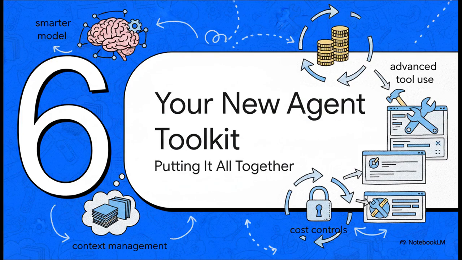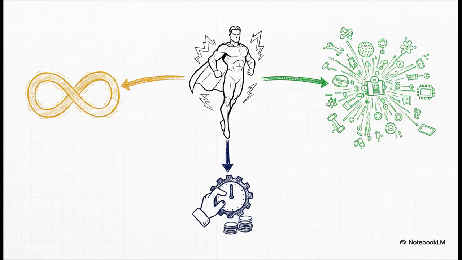So look, when you start putting all these pieces together, the smarter model, the new ways to manage context and cost, and these advanced tool features, it stops being just a list of features. It becomes a whole new powerful toolkit for building the next generation of AI agents. What this really does is give you, the developer, a whole new set of superpowers. You've now got basically infinite memory for your long-running tasks. You have total control over your cost to balance your budget with performance, and you've got the ability to build at a massive scale, creating agents that can handle thousands of tools with no problem.